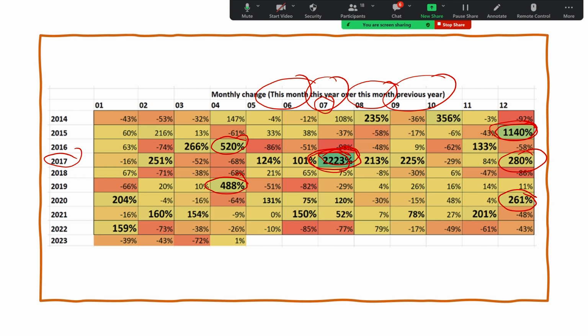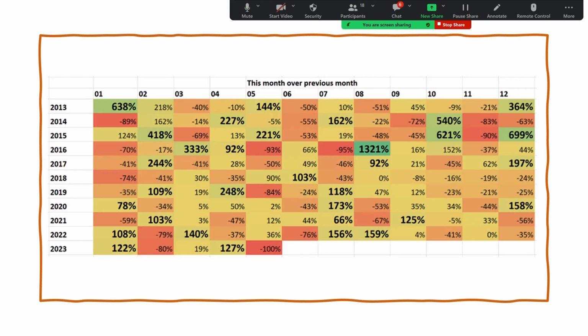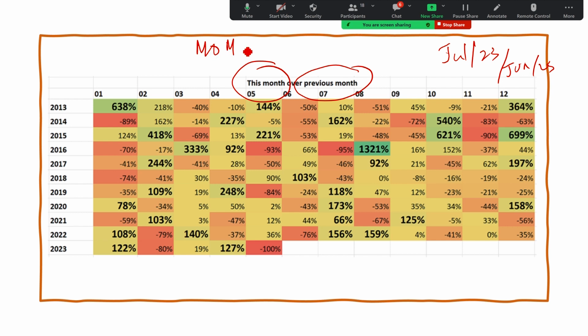So clearly, month-on-month change, this month, this year, for this specific data set is not the best possible benchmark. Could we have an alternate benchmark? An alternate benchmark proposed is this month over previous month. So I'm going to compare July of 23 with June of 23. So same year, but this month over previous month. This is month-on-month growth for the same year.